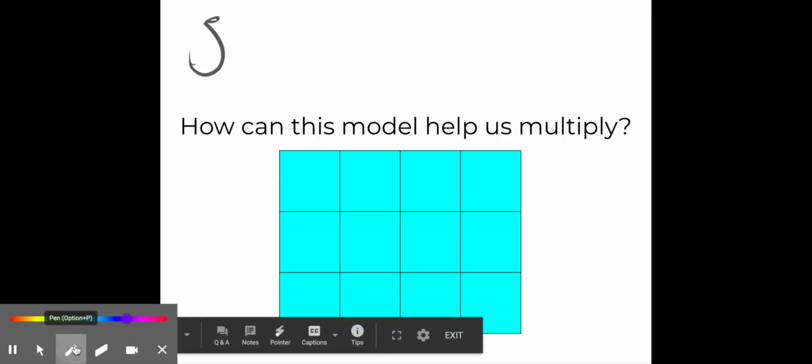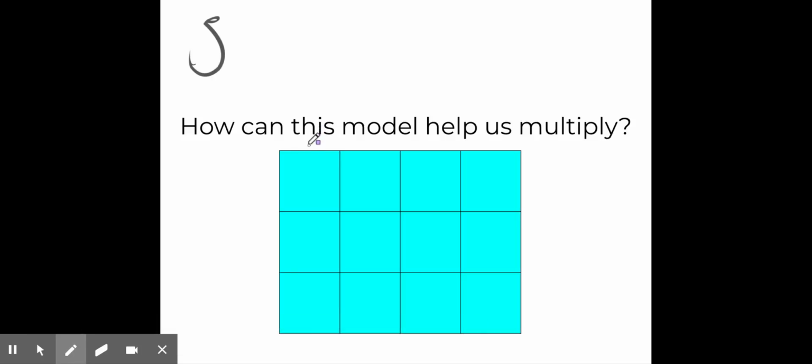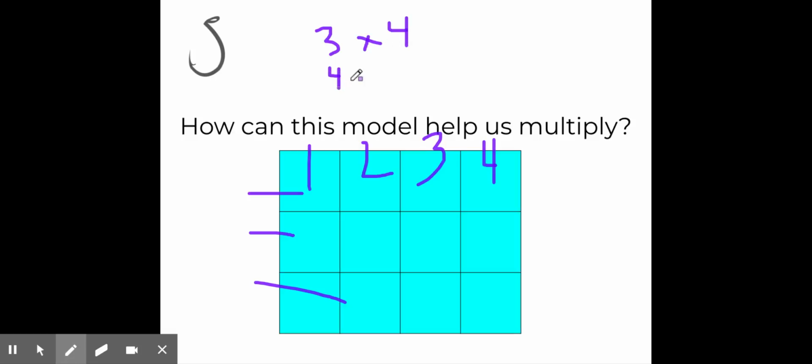Let me draw this out so you can see what I'm talking about. This model has 4 columns, 1, 2, 3, 4. It also has 3 rows going across, 1, 2, and 3. We can multiply 3 times 4 or 4 times 3 by making an array. And then we would count all the sections inside of our array to tell us the total number. In this case, it would be 12.